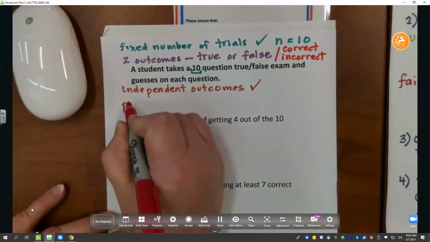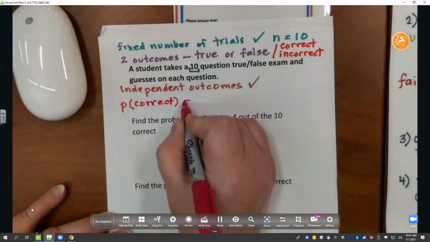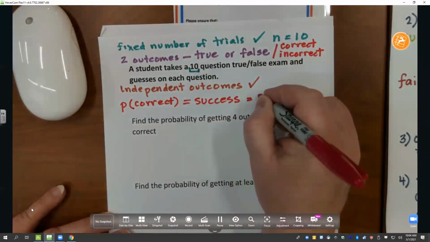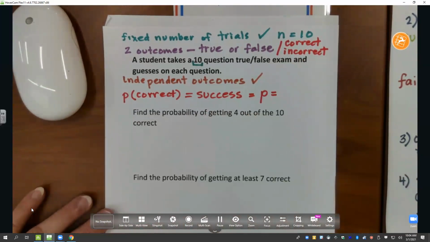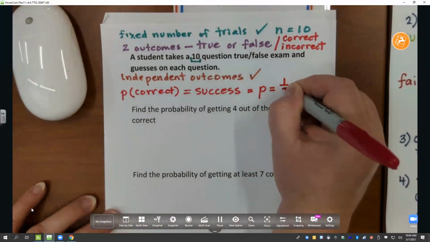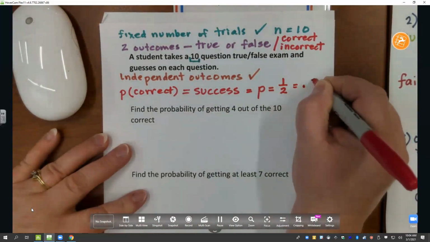So our success here is that we get the question correct, which is represented by the lowercase p. And what would that be? What is your chance of getting the question correct? It's going to be 1/2, 1 out of 2. Because there's one way to get it right. You've got to answer true or false. One of those is going to be correct. We don't know which one out of the 2 options. So it's 1 out of 2 or 0.5.